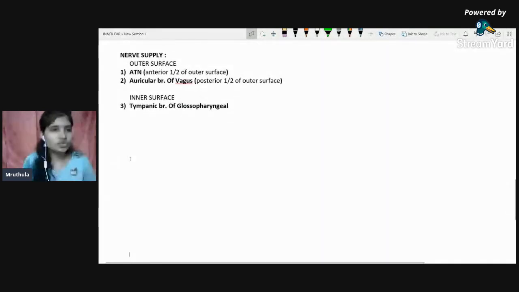Now coming to the nerve supply. On the outer surface, it is the auriculotemporal nerve which supplies the anterior half of the outer surface, and the posterior half is supplied by the auricular branch of vagus nerve. Now, the inner surface is supplied by the tympanic branch of glossopharyngeal nerve. Can you say which cranial nerve is the vagus nerve and which cranial nerve is the glossopharyngeal nerve?